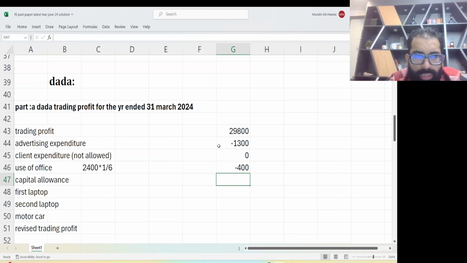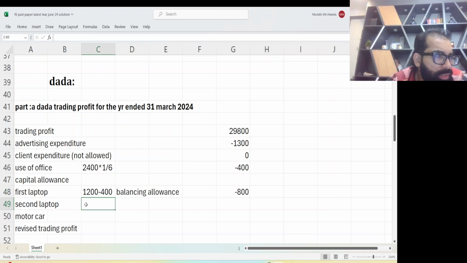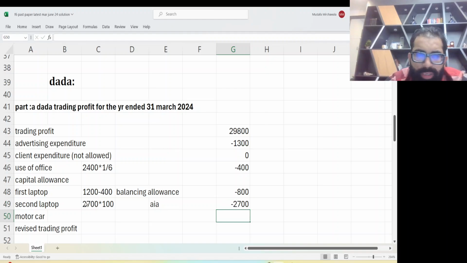Now let's do the capital allowance. The first laptop was bought for 1,200 and was sold for 400, so the real depreciation, the balancing allowance, is 800. The second laptop was 2,700 at 100%. This is the AIA, so the complete 2,700 will be allowed.